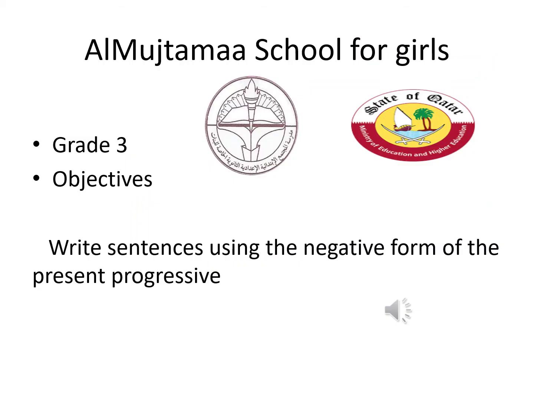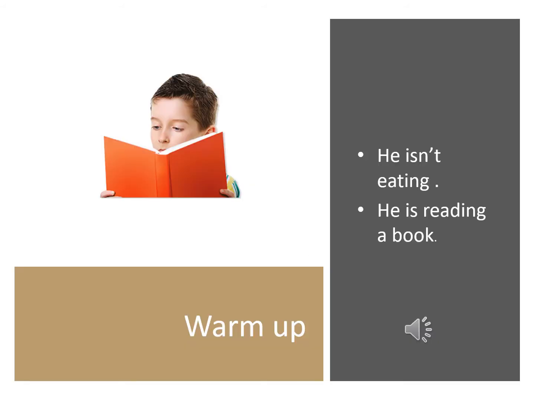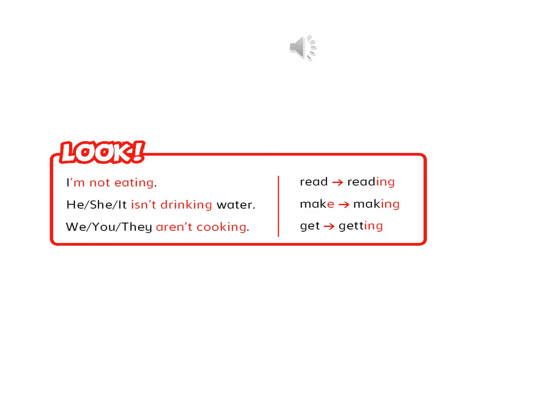Objectives of our lesson today is to learn the negative form of the present progressive and writing some sentences using the negative form of the present progressive. Look at this boy. He isn't eating. He's reading a book. Look, I'm not eating. He, she, it isn't drinking water. We, you, they aren't cooking. Read, reading. Make, making. Get, getting.